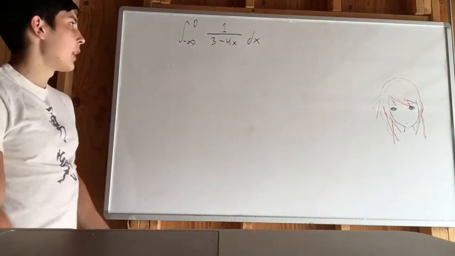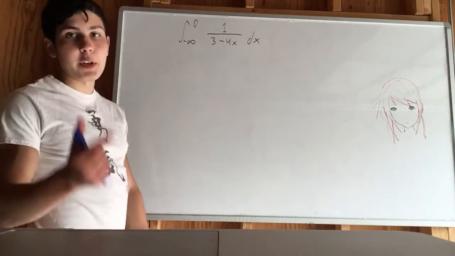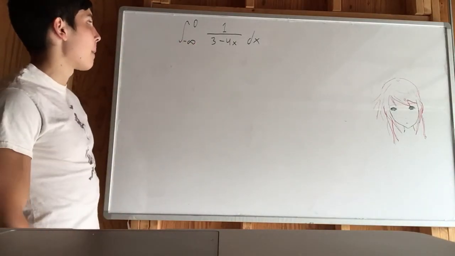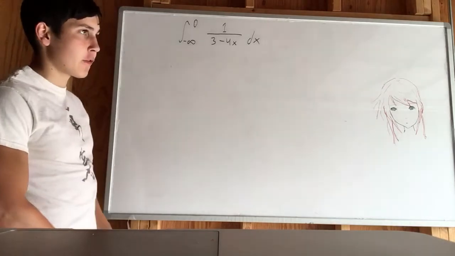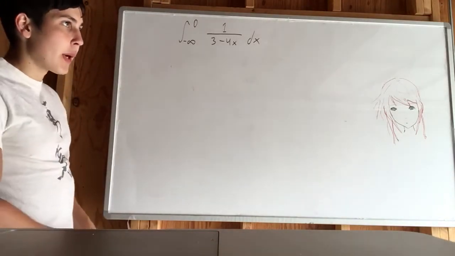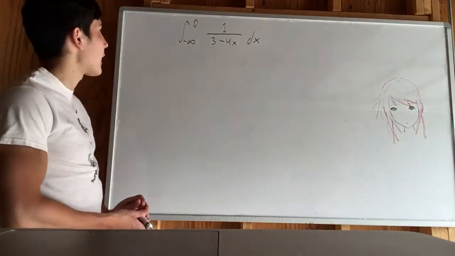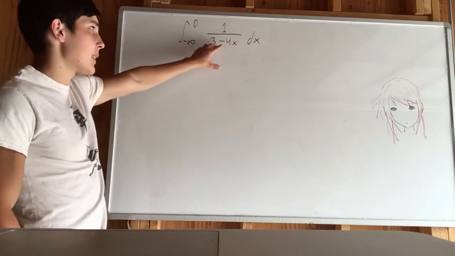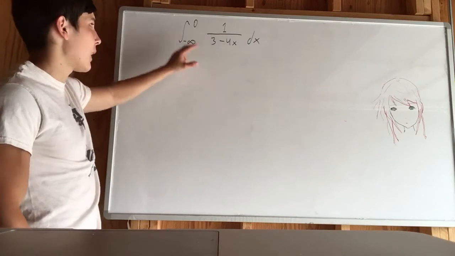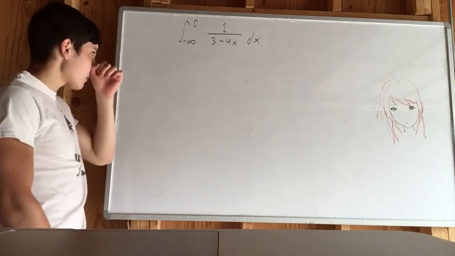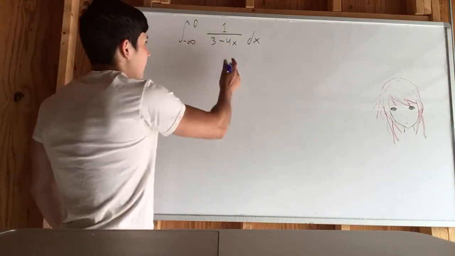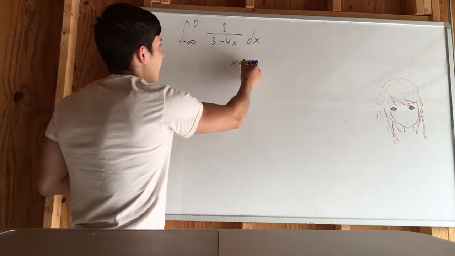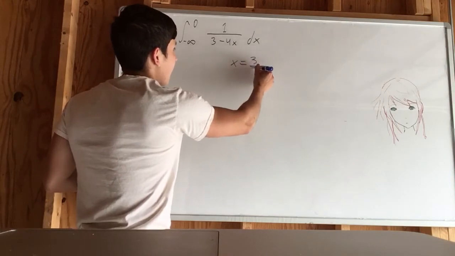Okay, we're going to determine if this integral here converges or diverges. We have it from negative infinity to 0, and it's 1 over 3 minus 4x. The way we do this is that we first have to check if whatever variable we have here, which makes the denominator 0, is within our bounds. So in this case, what makes the denominator 0? It would be if x equals 3/4.